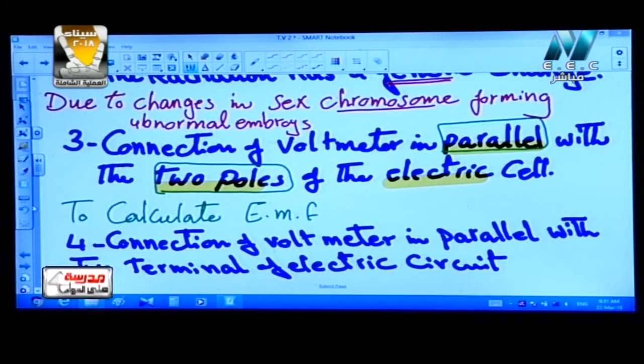Okay, we have a phone caller. We have Andrew from Alexandria. Hello, Andrew. Hi, mister. You have a question? I wanted to answer a question. How can we answer this question? Number 4: connection of voltmeter in parallel with the two terminals of the electric circuit. To measure the potential difference between the two terminals of the conductor. Excellent. Do you have any problem in this unit? No. Okay, Andrew.